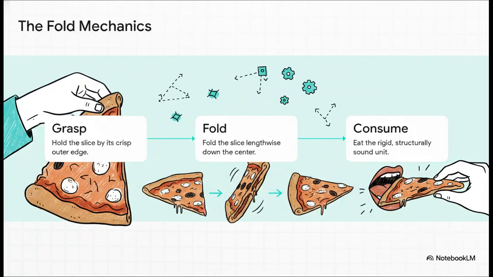Next up, Section 4, Mechanical Tension and Folding, Protocol Delta. Because this is a portable food specifically engineered for a busy city, it essentially comes with a physical manual. To consume this massive slice on the go, you have to perform a few precise physical steps, folding it lengthwise to actually manipulate its physics. You grasp it by the outer edge, fold it lengthwise, right down the center, and only then do you attempt to consume this structurally sound portable unit.